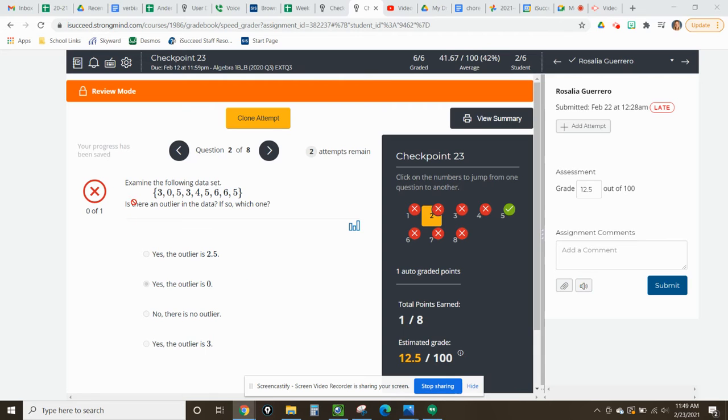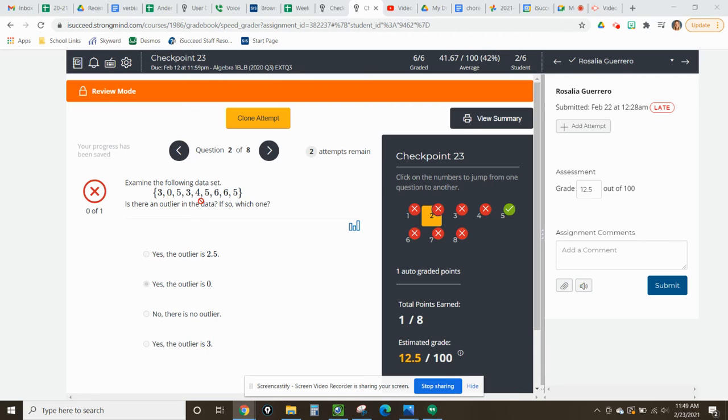So for example, this one, here's the set of data. Is there an outlier? Outlier means, is there a number that's really far away from the other ones? So you said that zero is the outlier. I don't think zero's far enough away from like three and four and five to really be an outlier.